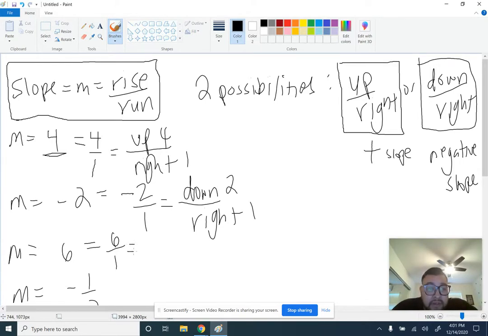It's a lifesaver. So my slope here is a positive 6, which is rewritten as 6 over 1. So this means that I'm going to go up 6, right 1. If you notice, whenever we have a whole number slope, we're always going to the right 1 unit, always.